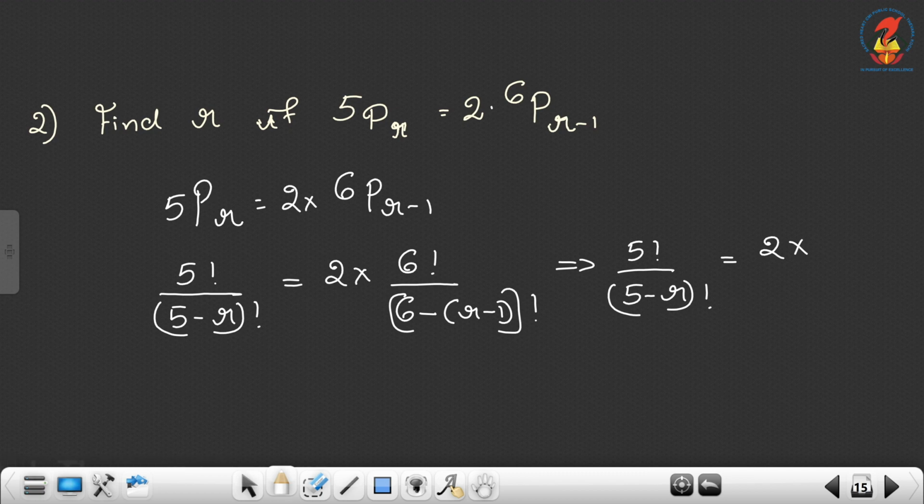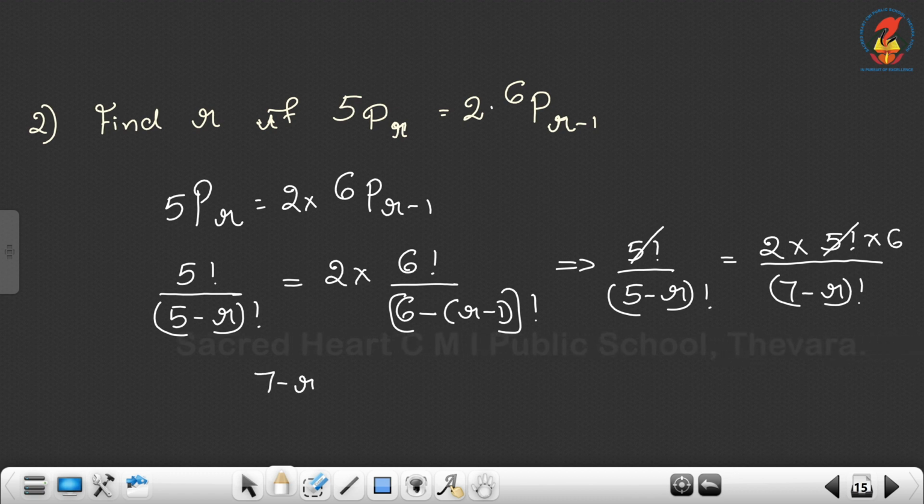On the left side we have 5 factorial. So we can split 6 factorial as 5 factorial into 6, then only we can cancel this. Then in the denominator, minus of minus becomes plus, so it is (7 minus r) factorial. So that implies (7 minus r) factorial by (5 minus r) factorial is equal to 12.